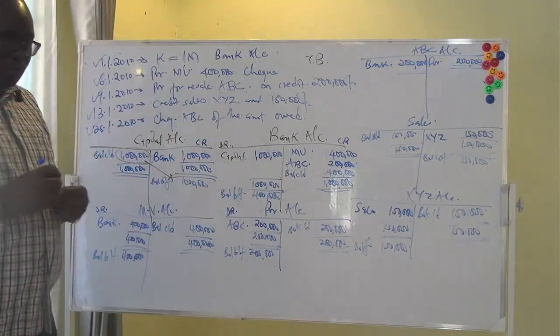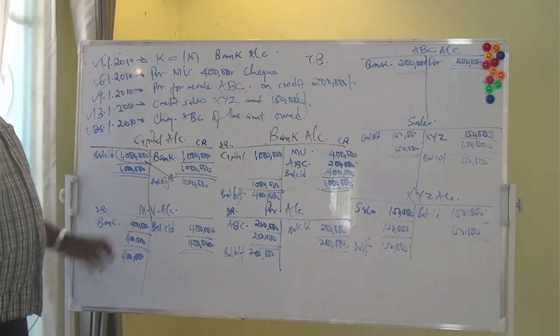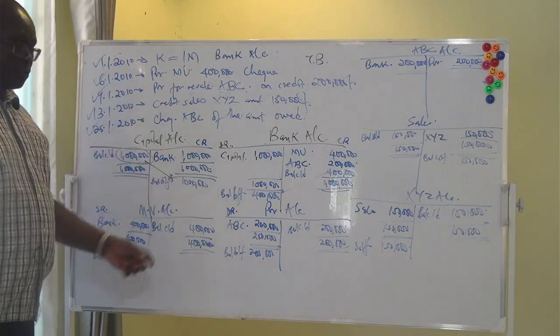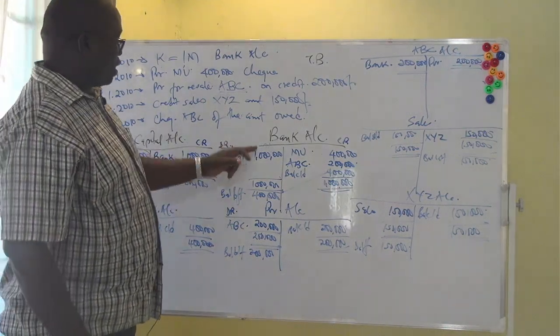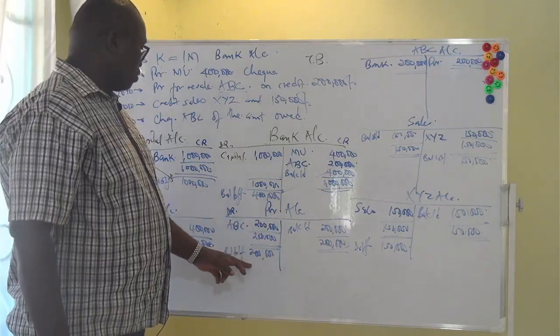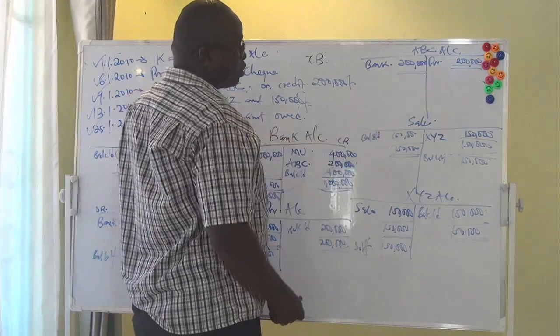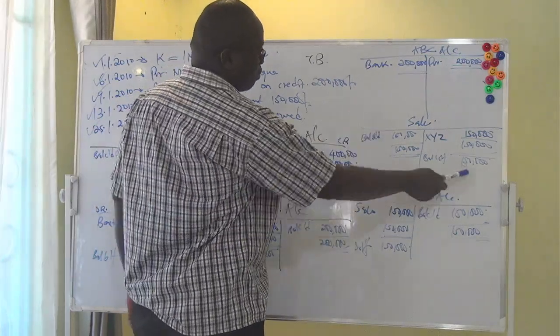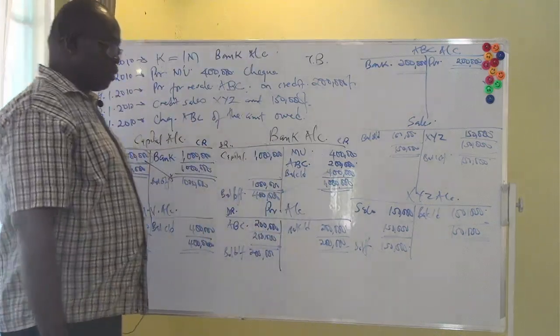So we have balanced off all the accounts. The capital account has balanced to 1 million. The motor vehicle balanced to 400,000. The bank account balanced to 400,000. The purchase account again balanced to 200,000. The ABC account has balanced to 0 because it has cleared. The sales account has a balance of 150. XYZ also still has a balance of 150.